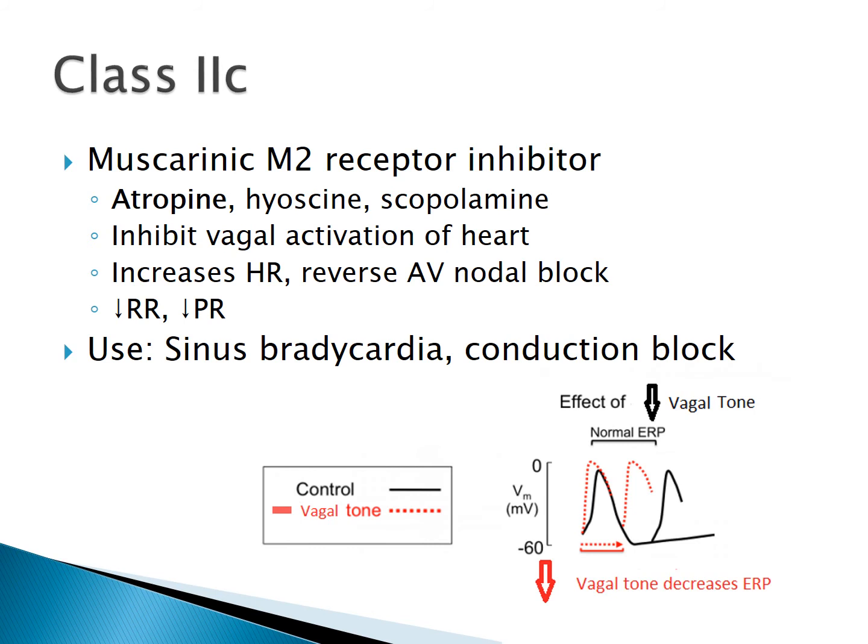Class 2C is the muscarinic M2 receptor inhibitors. It includes atropine, which you may see in the EP lab, hyoscine, and scopolamine. These drugs inhibit vagal activation of the heart.